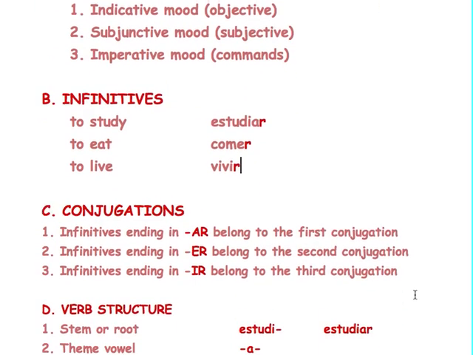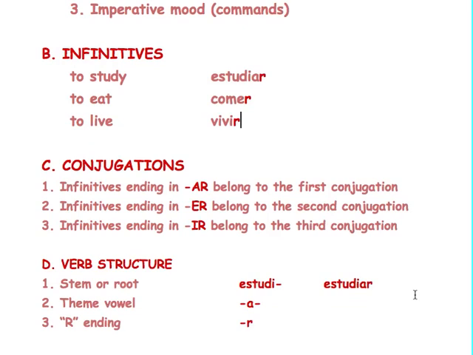Let's move on. So, conjugations. We have three kinds of conjugations in Spanish. Infinitives ending in "ar" belong to the first conjugation. Infinitives ending in "er" belong to the second conjugation. And infinitives ending in "ir" belong to the third conjugation.